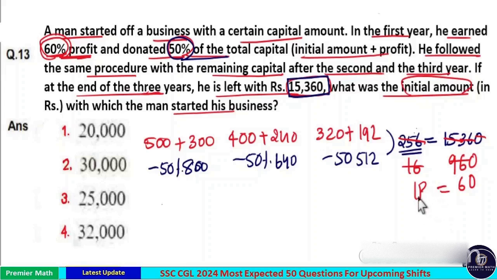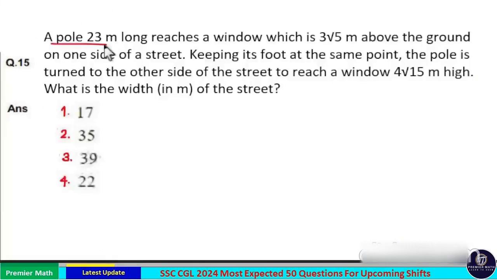So one part is equal to, here 1 rupee is equal to 60 rupees. Then here we need the initial amount. Initial amount is 500 rupees. 500 rupees means 500 into 60, that is 6 into 5, 30, 30,000 rupees. So option 2 is your answer.